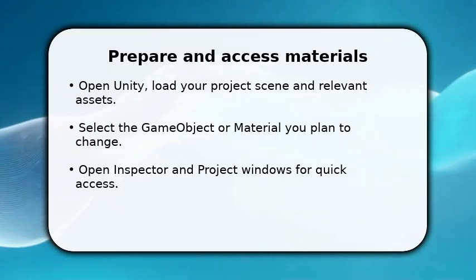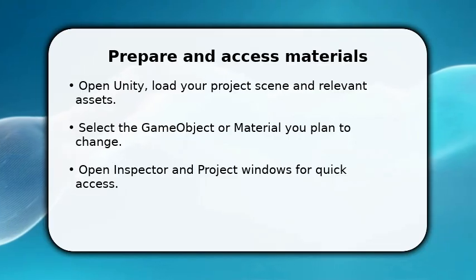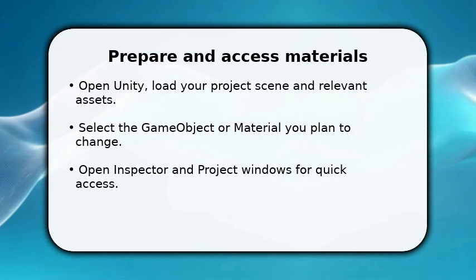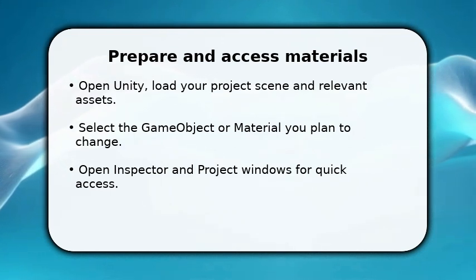Once done, open the project window to locate the material asset. You'll need that asset available to edit shader properties directly. Now you'll modify the material's color and related properties.